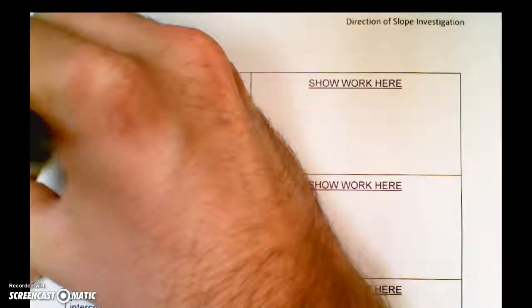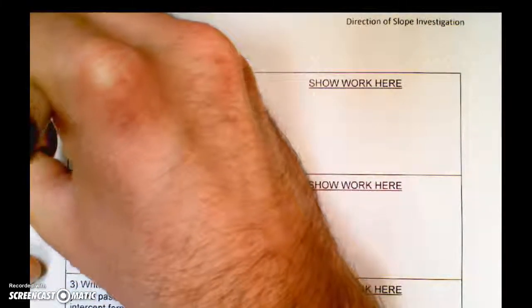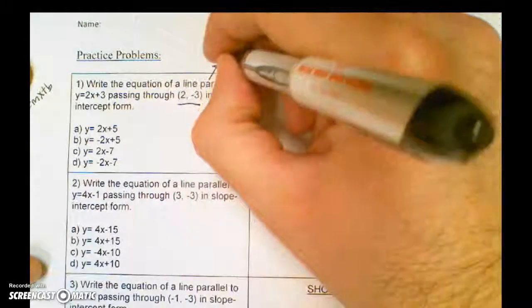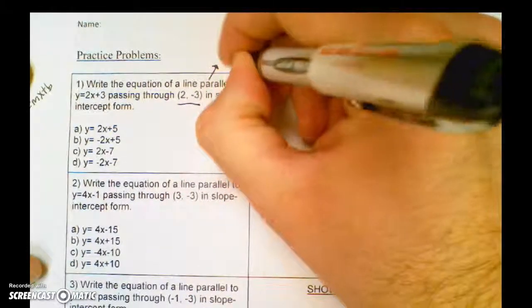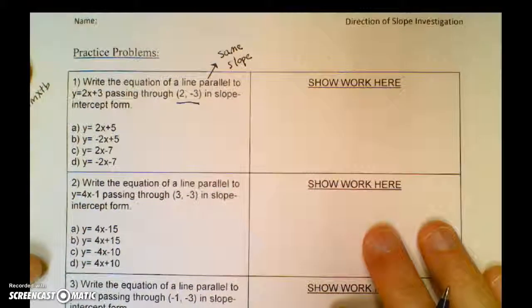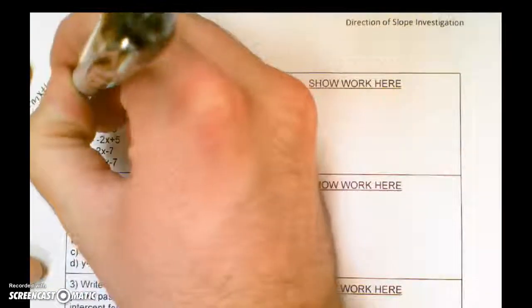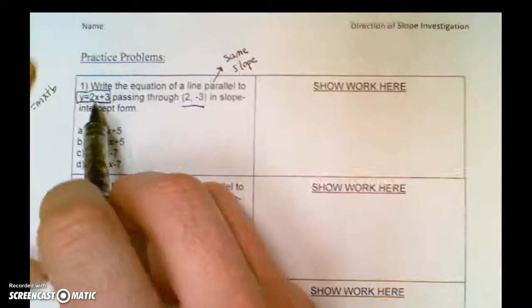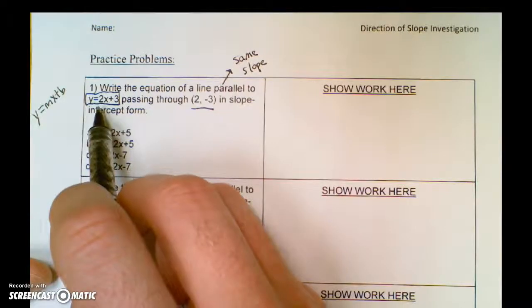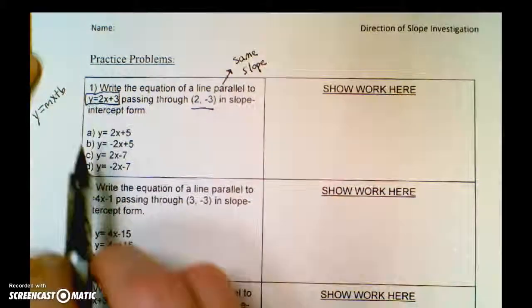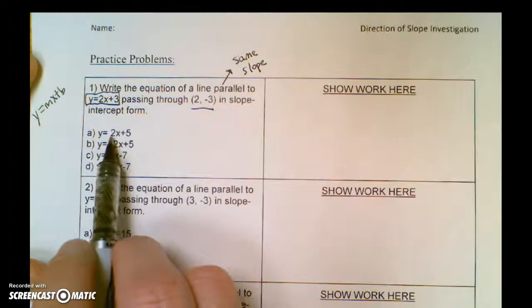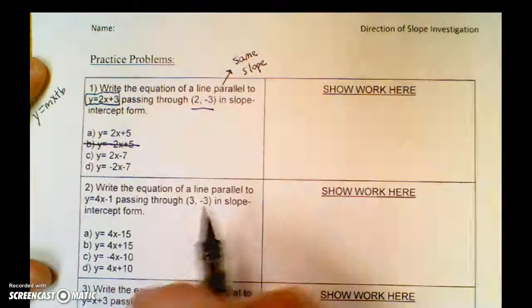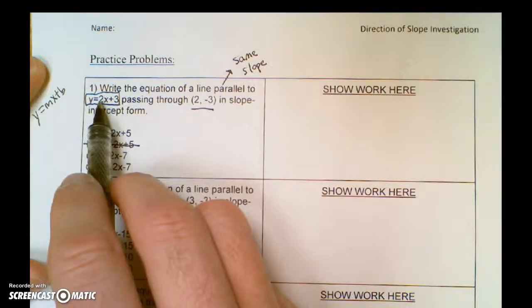Remember, slope-intercept form just means y equals mx plus b. So remember when we talked about parallel lines have the same slope. So if this is my equation, the slope in this equation is 2, because that's the value of m in front of the x. So if I look at my equations, A has a slope of 2, B has a slope of negative 2, so right away I can cross out B because it's got a negative. There's no negative slope in this problem.